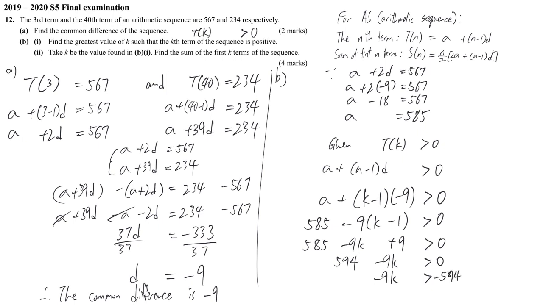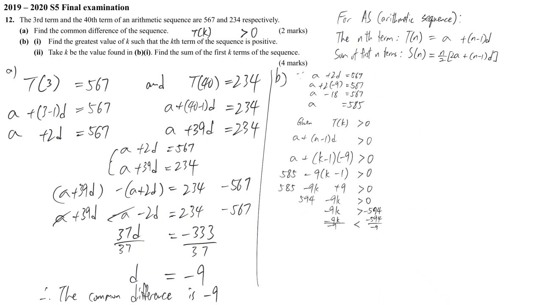And then divide both sides by negative 9. Again, be very careful. When you divide both sides by a negative value, the direction of the sign will change. It will become k smaller than 66, which means the maximum k can't be exactly 66, so 1 less than 66 is 65. To ensure it fulfills this requirement, the greatest value of k is 65.